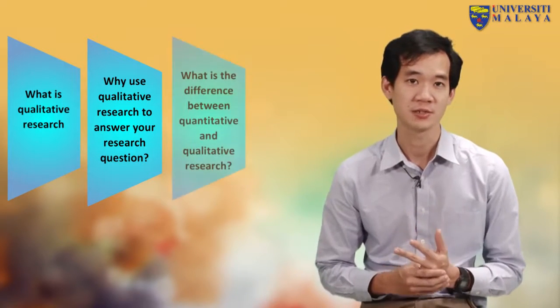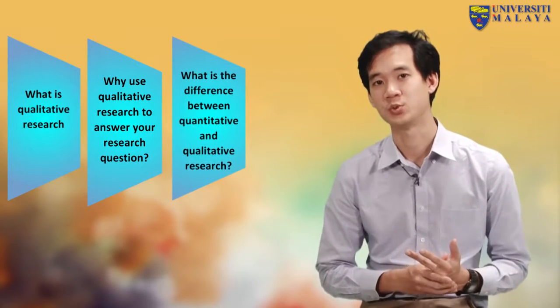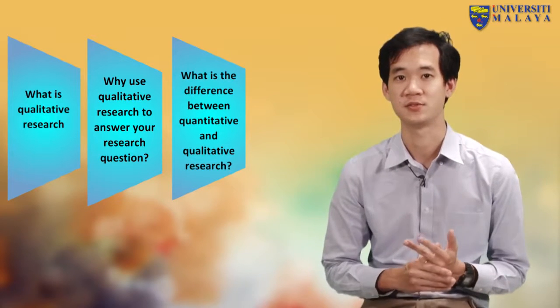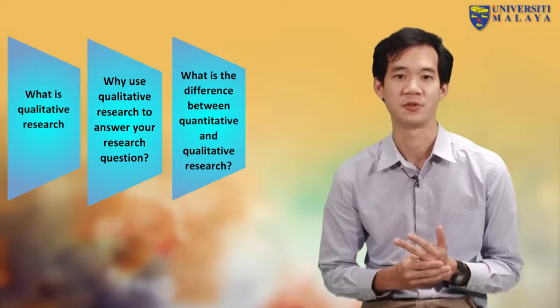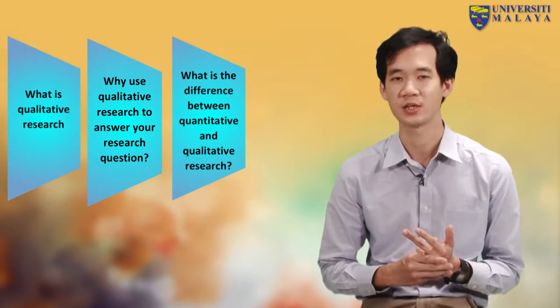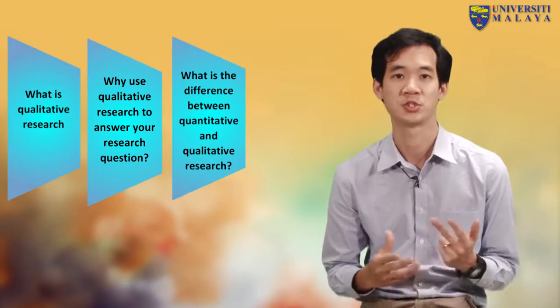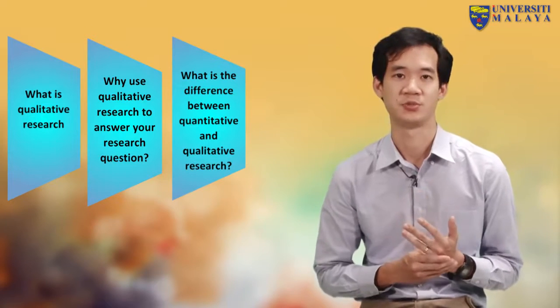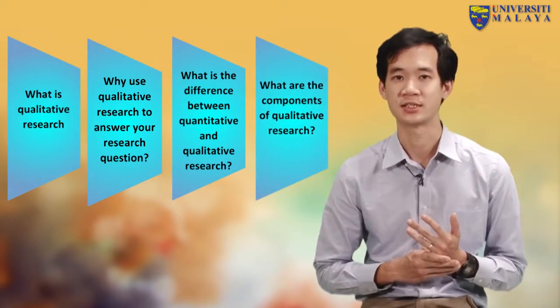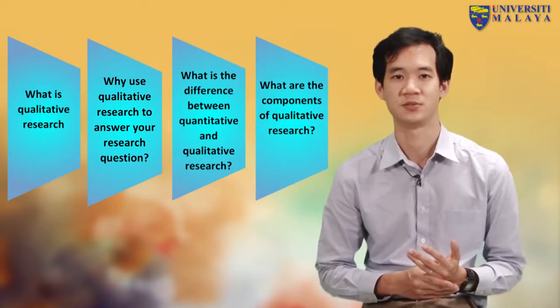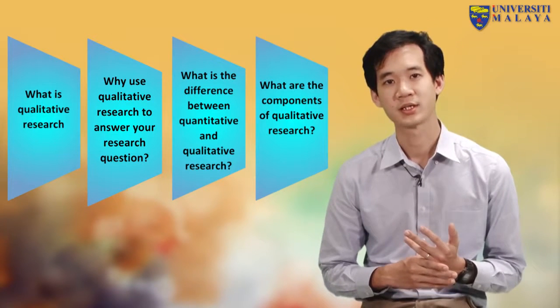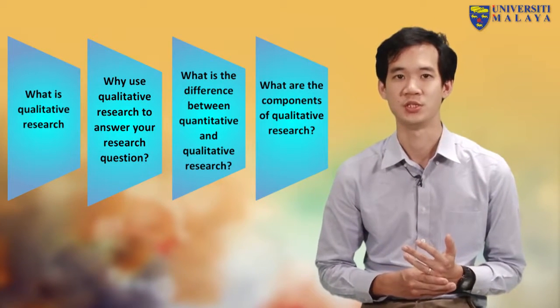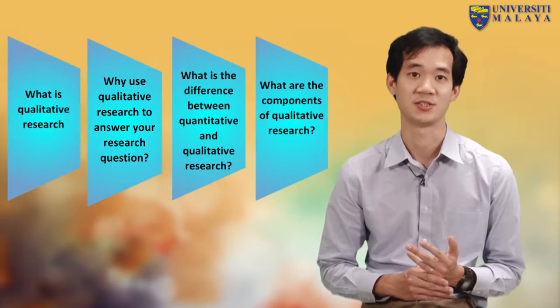The third objective is comparing between quantitative and qualitative research. Knowing the difference between quantitative and qualitative research will help us choose an appropriate study design. The last objective would be understanding the components of qualitative research. What kinds of skills and knowledge do we need when we do qualitative research?